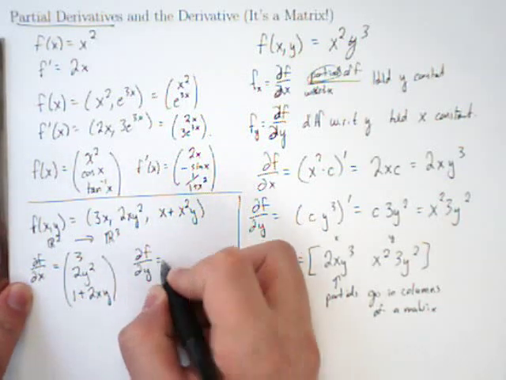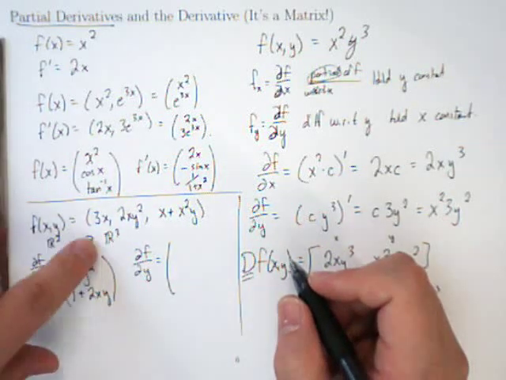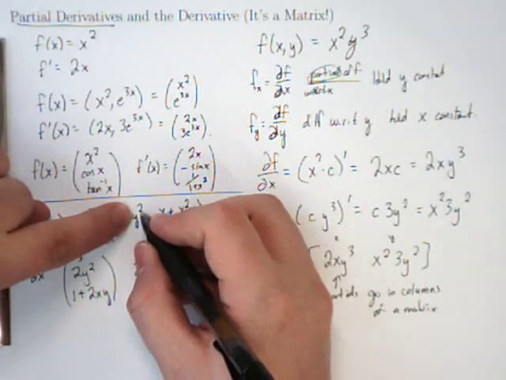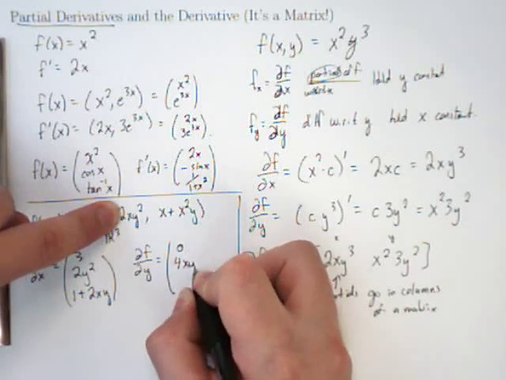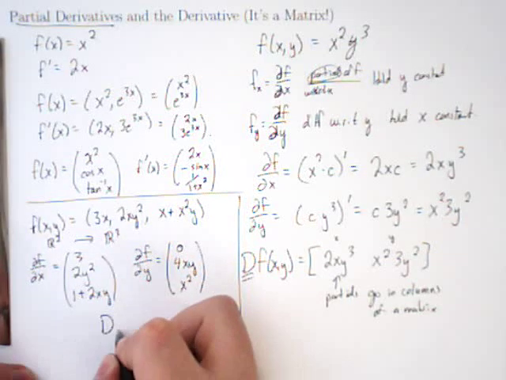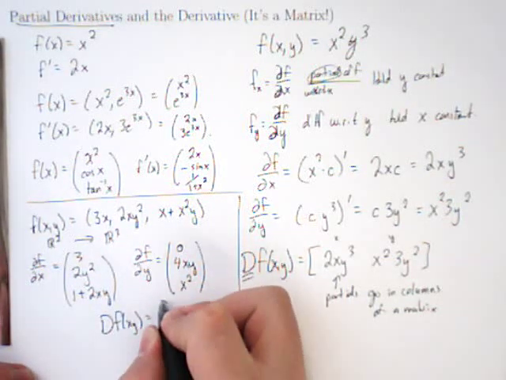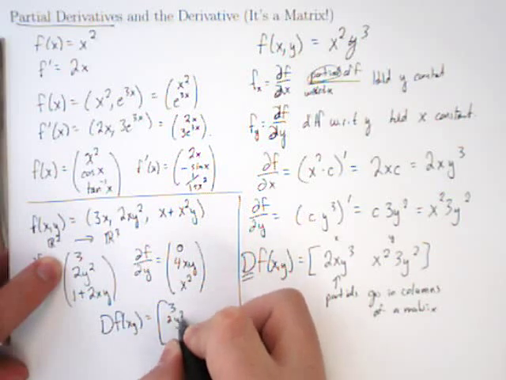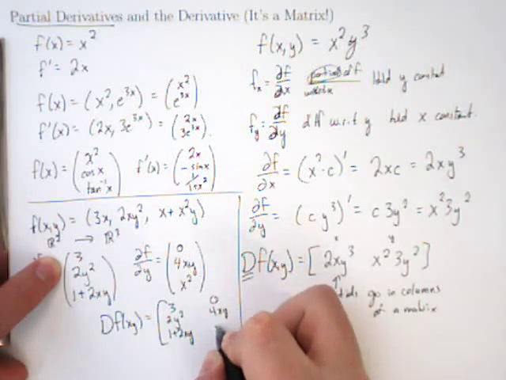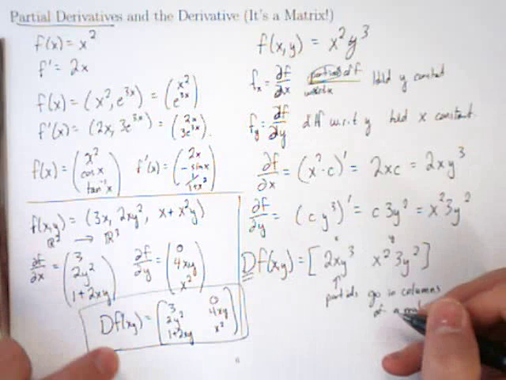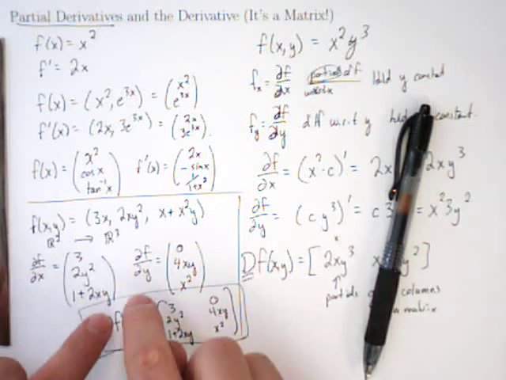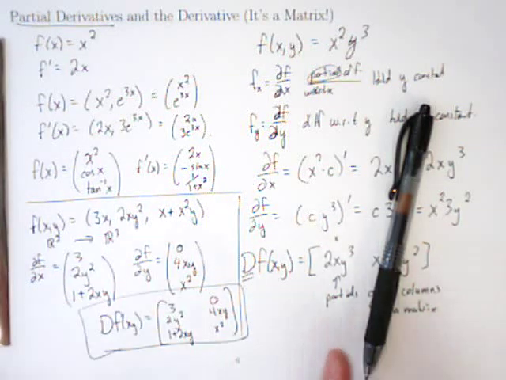What's the partial of f with respect to y? Well, the derivative of this with respect to y is 0. It's a constant. Here, the 2x is a constant, so I bring the 2 down, giving me a 4xy. And here, there's a 0 plus the x squared stays there. So the derivative of this function is a matrix. And the matrix is 3, 2y squared, 1 plus 2xy, 0, 4xy, x squared. Derivatives are matrices, and the columns of each matrix are precisely the partial derivatives with respect to the different variables. That completes the screencast.